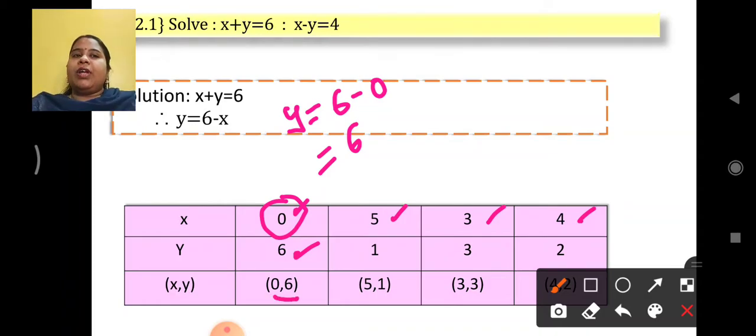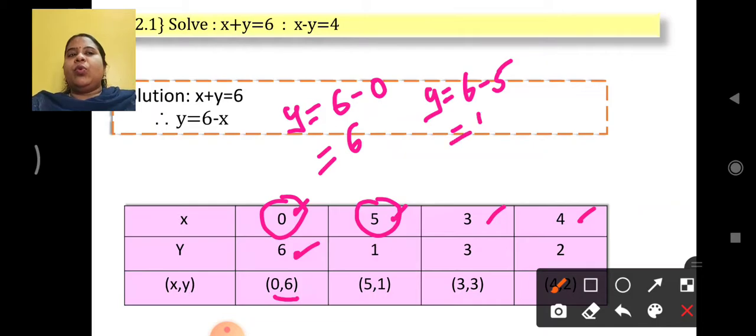Same way for the second one. I have taken x as 5. So y will be what? 6 minus 5, that is equal to 1. So that is the reason 1 is written here. In ordered pair form, it will be 5 comma 1. I hope you are understanding it.